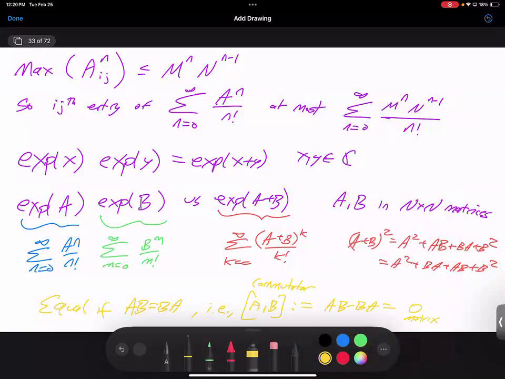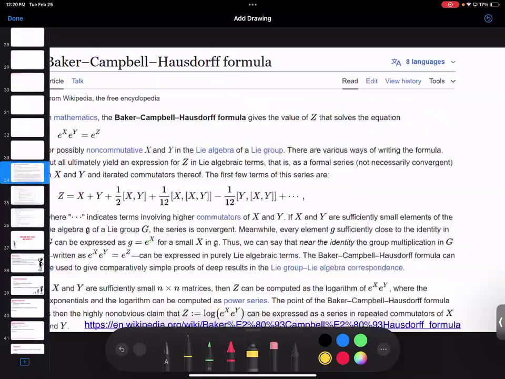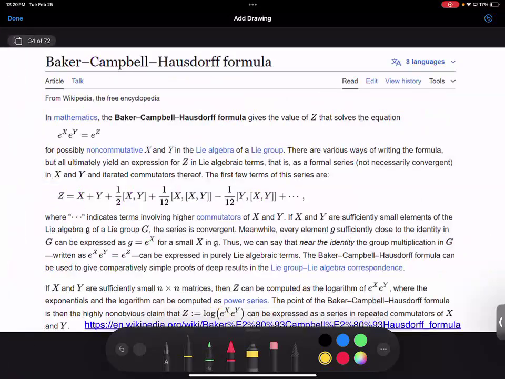What if the matrices don't commute? Then maybe it's true, maybe it's not. If you had to guess, what would you guess? It's not. And so this is one of my favorite formulas in all of mathematics, the Baker-Campbell-Hausdorff formula.